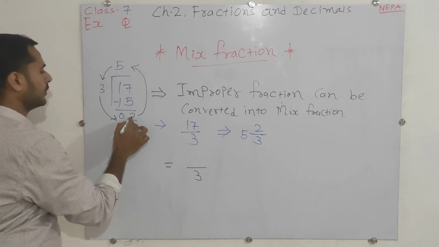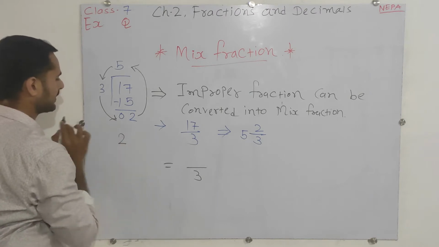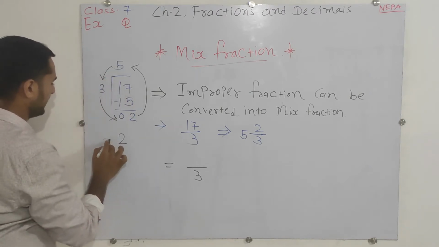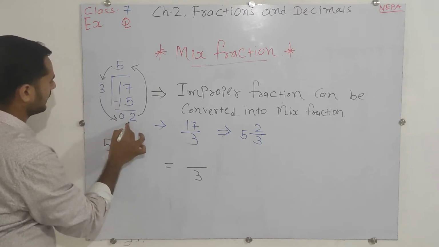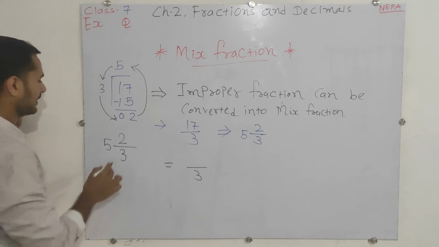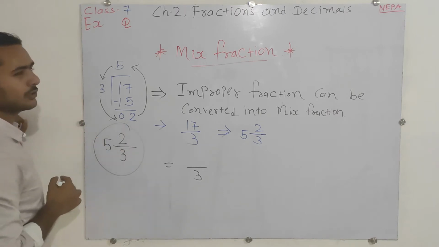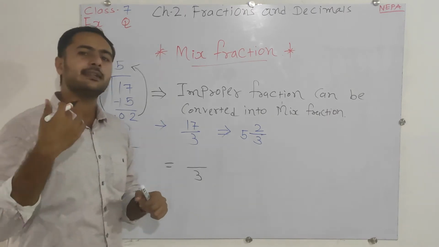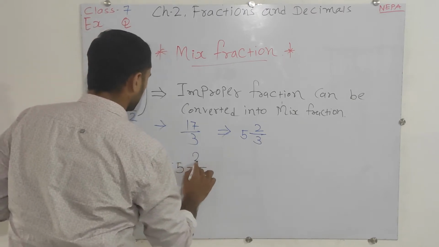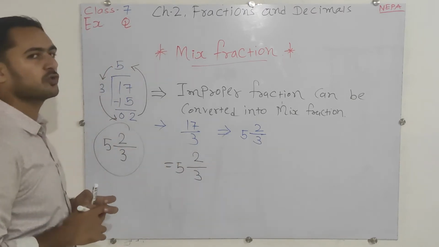Let's see what will happen. 2 will go there. It means at the place of 5 I am going to write 2. Now 5 will come here. So here is 5, and 3 downside. Understood? So this is how we can convert an improper fraction into a mixed fraction. So here our answer is 5 integer 2 by 3.